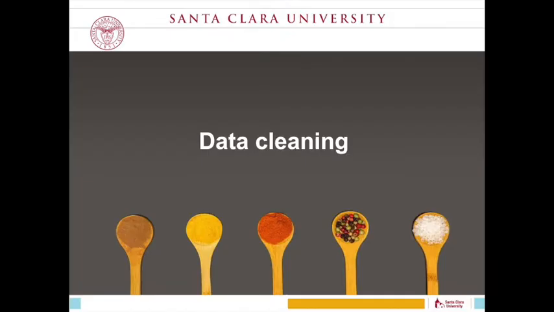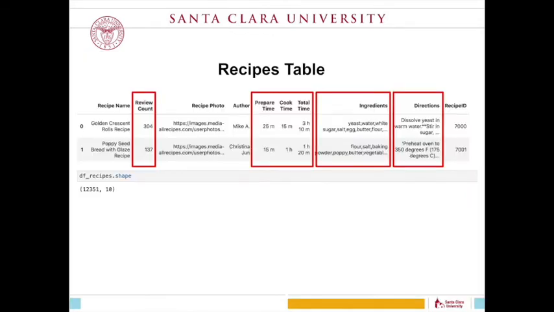Let me introduce the part of data cleaning. We have two tables, one is about recipes and the other is about reviews. Let's talk about the recipes table first. This is the initial data of recipes. It contains 10 columns and many rows. We adjusted 6 of the 10 columns.